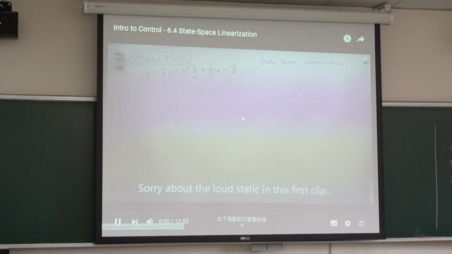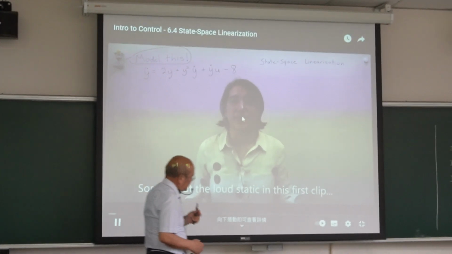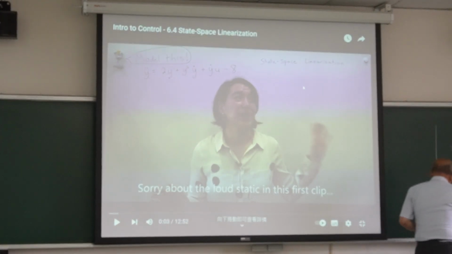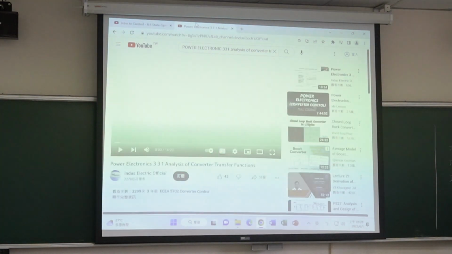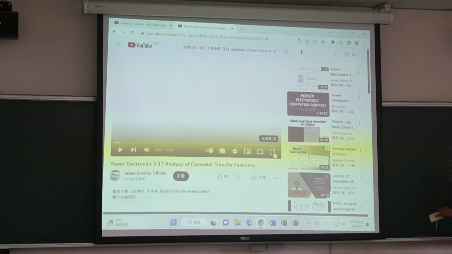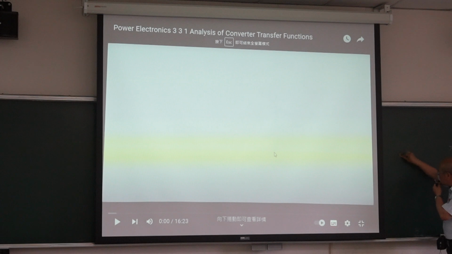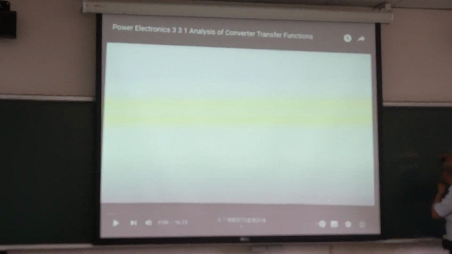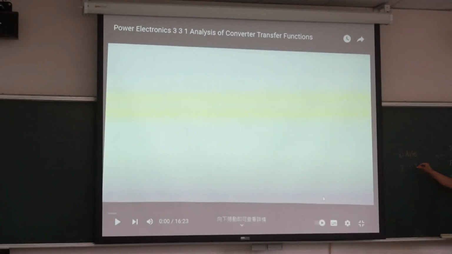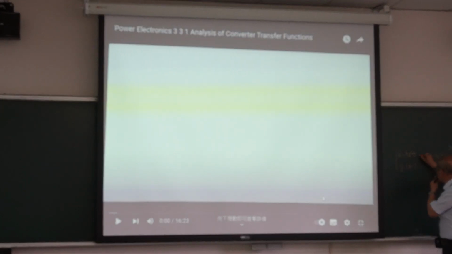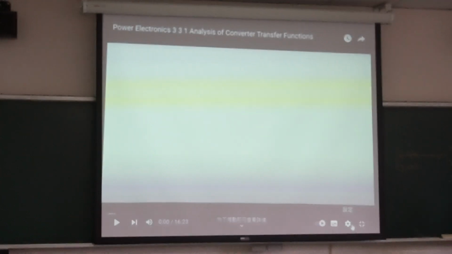So this video shows how we can convert the state space into a transfer function. If you have a system, how can you represent the system? You can say x dot equals Ax plus Bu, y equals Cx plus Du. Then you have the transfer function. So my question is, if you know state space, can you get G(s)? Yes or no?